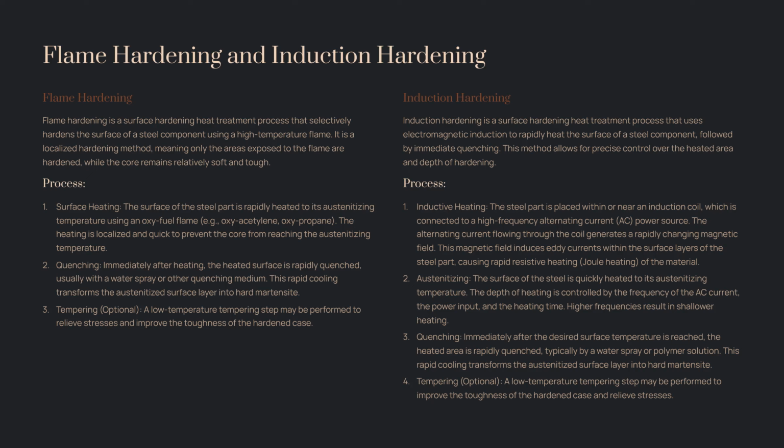Key characteristics. Purpose. Selectively harden the surface of steel components for wear resistance. Mechanism. Rapid heating by electromagnetic induction, followed by quenching. Result. Hard martensitic case on the surface. Tough core. Advantages. Rapid, selective, precise control, minimal distortion, clean, energy efficient.